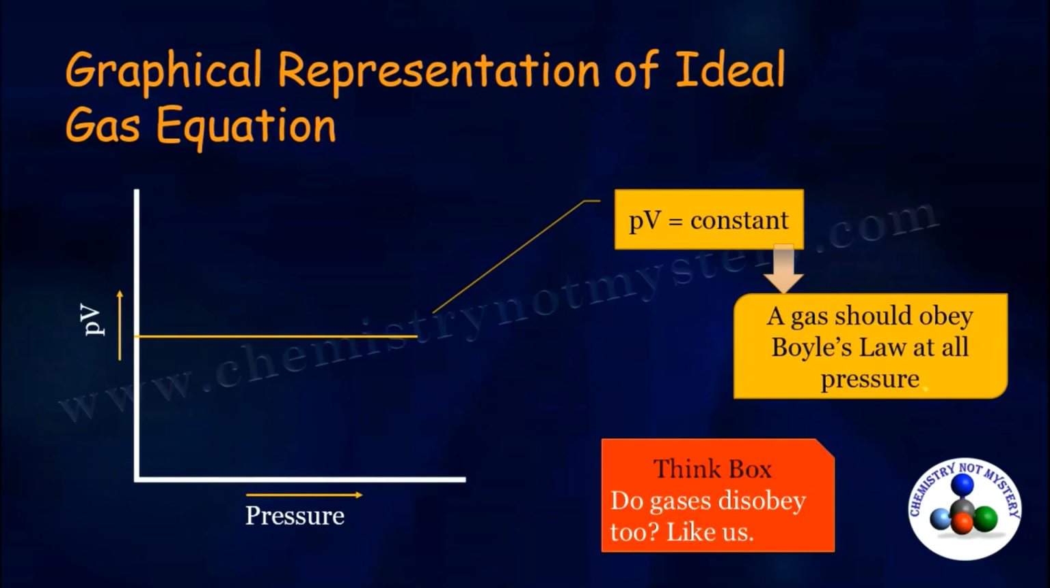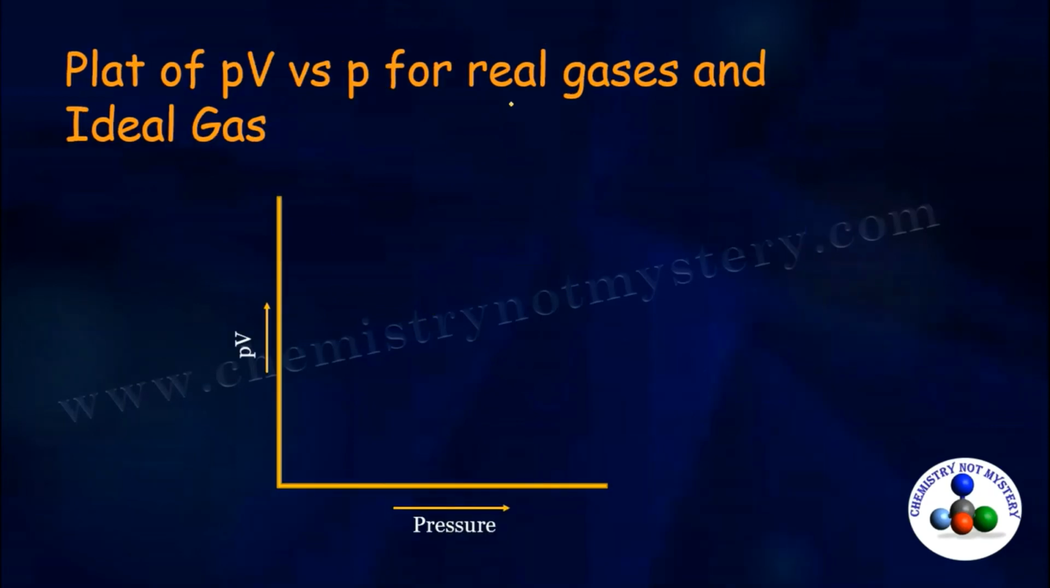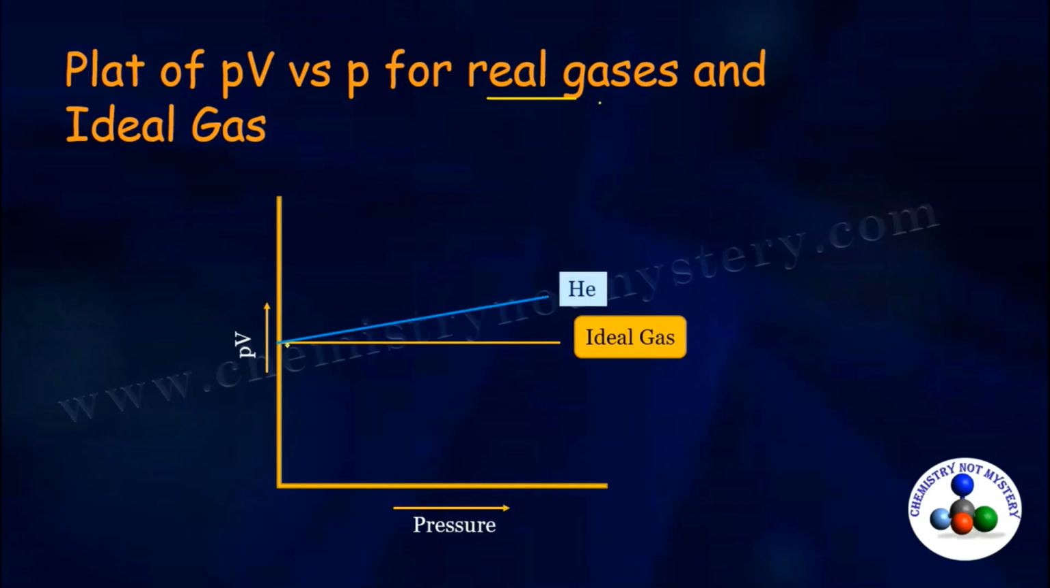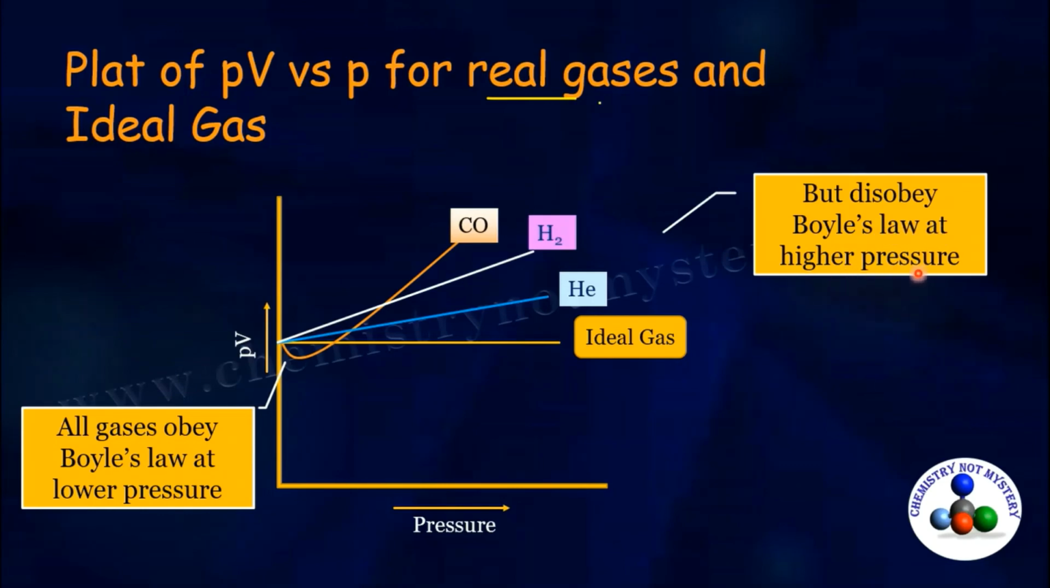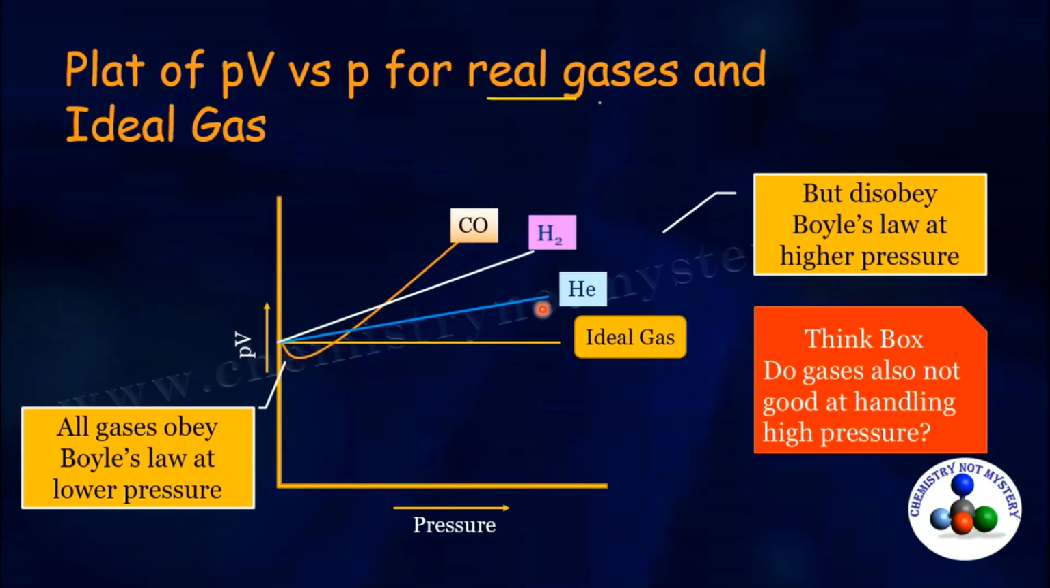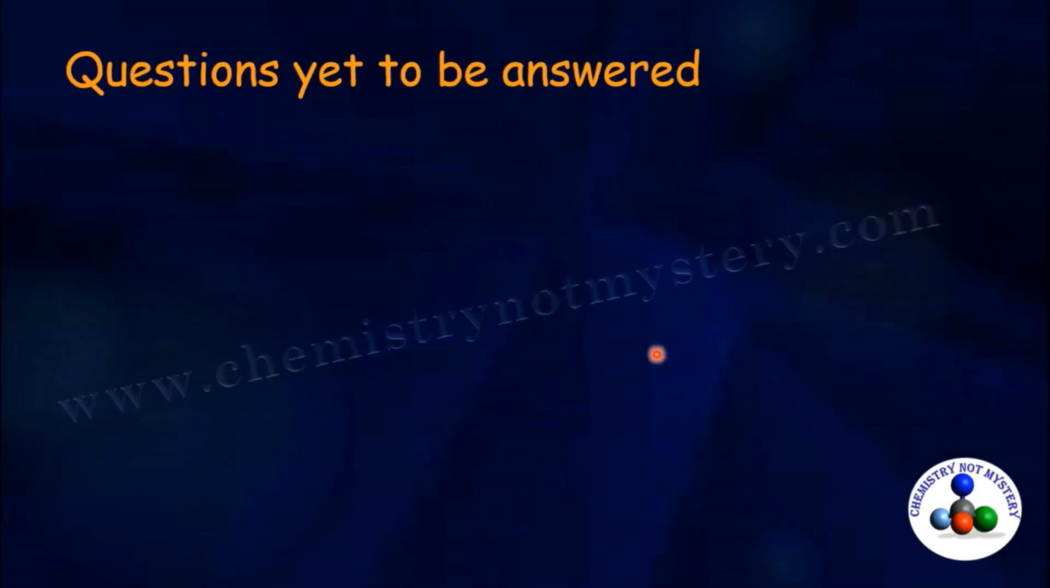Now plot the same graph for normal gases, or you can say for real gases. For an ideal gas, it should be a straight line. But when you plot another gas, you get this line. And when you plot the graph for hydrogen gas, you get this line. And when you plot the graph for carbon monoxide, you get another curve. Though all the gases give different curves, they obey Boyle's law at lower pressure and disobey Boyle's law at higher pressure. So here we can see none of the gases behaves ideally.